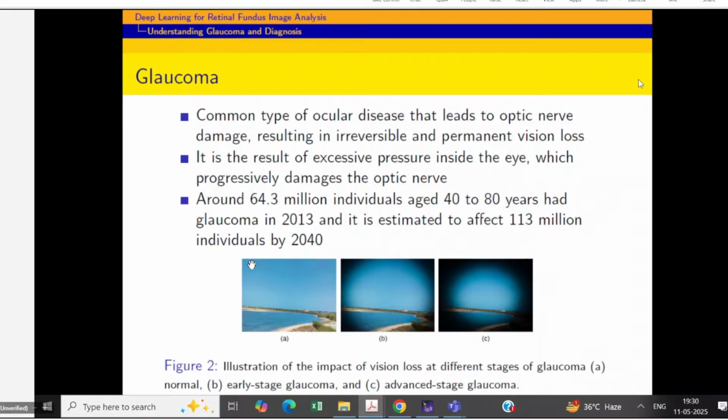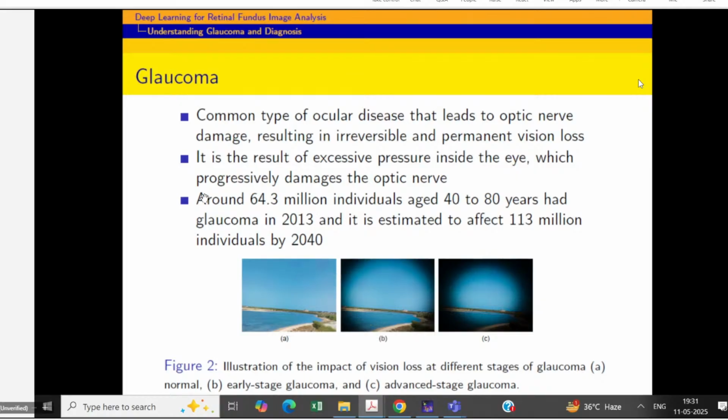This is just a normal one. A normal person can see the scene like this. But if the person is suffering from glaucoma in the early stage, this is how the vision loss slowly appears, and at an advanced stage it will black out, and that means the person will be blind, right? So it is very important to detect this kind of disease early, at least to save the vision.